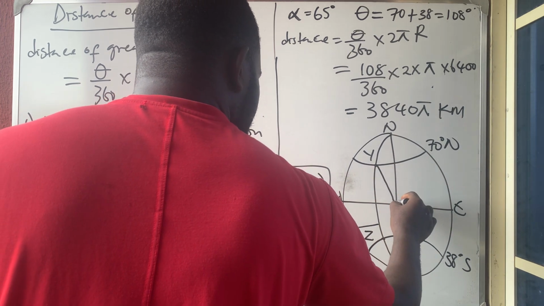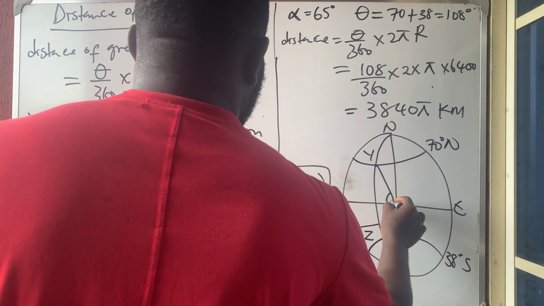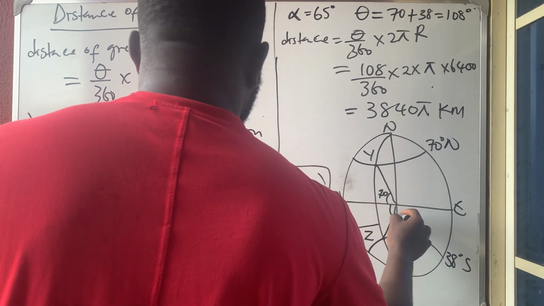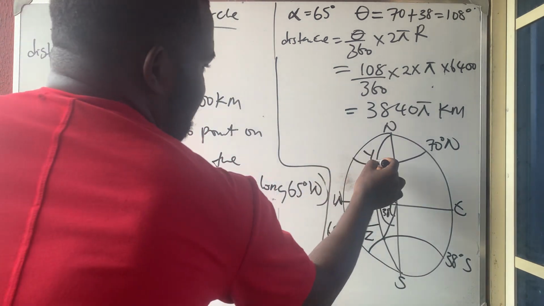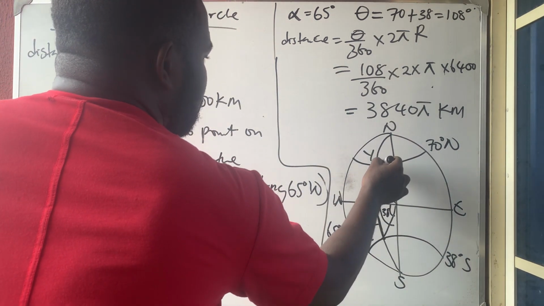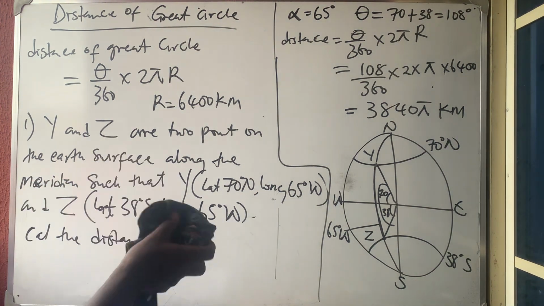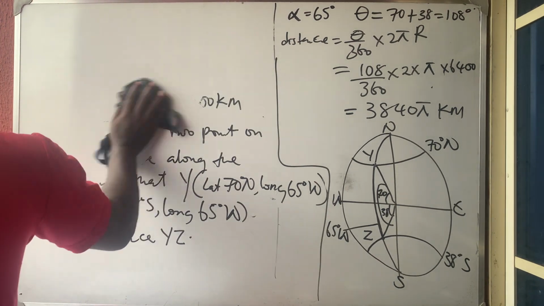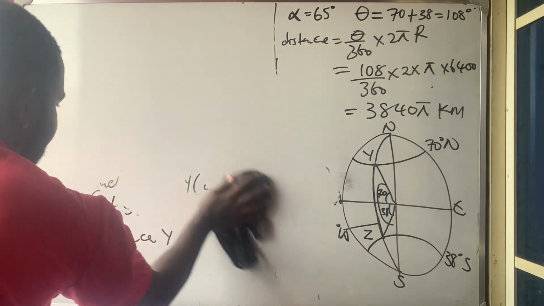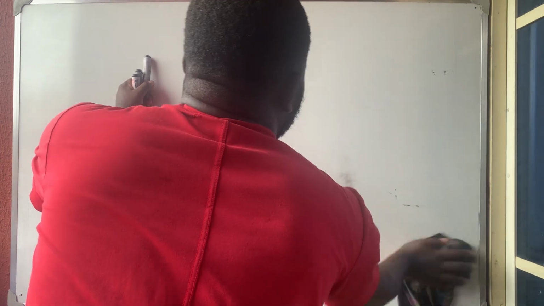So trace them down to the center. If you trace them down to the center, this small angle is the 70, while this small angle is the 38. So the angle between them will be the addition of both of them. You see that the distance between X and Y falls on the longitude. So that is why we are using the formula for distance on a great circle. So note, very very important, that if your longitudes are the same, then the distance formed must be on the great circle. But if your latitudes are the same, then the distance formed is on the small circle.